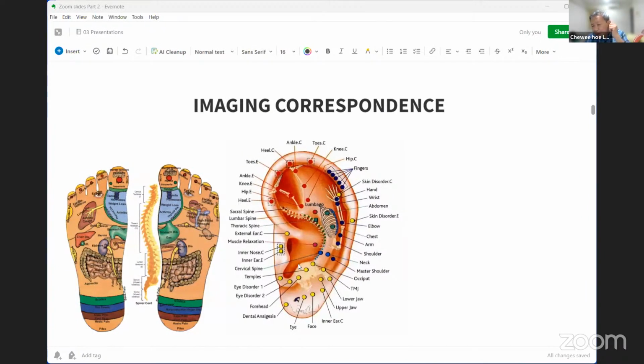Then there are acupuncturists who practice ear acupuncture. Maybe there are 200 points on the ear, and if you look at the picture, every organ is on the ear. Fantastic for things like addiction, alcohol addiction. Also good for pain management.